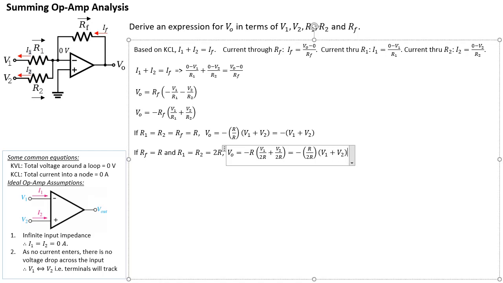All right. Okay, so what does that become? Well, the R cancels out top and bottom, so you're going to get half. So you're going to get negative 1 over 2 multiplied by V1 plus V2, which is basically the average. All right, so the average of the 2 voltages.